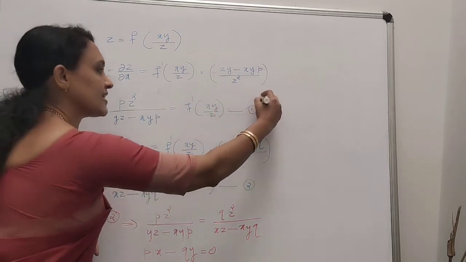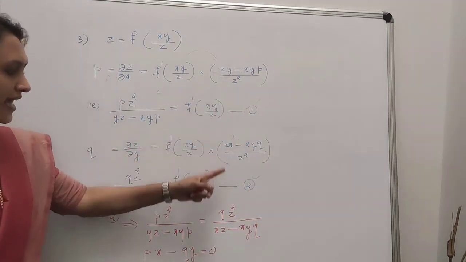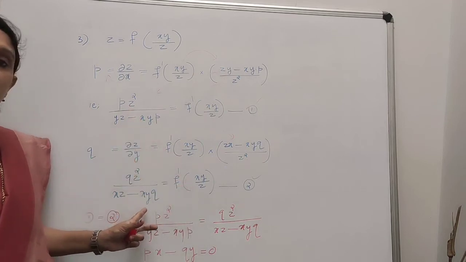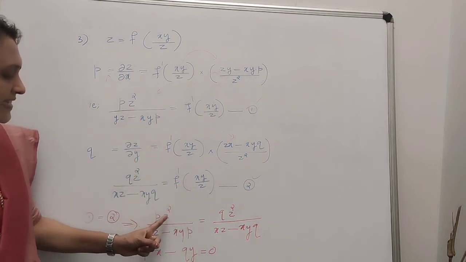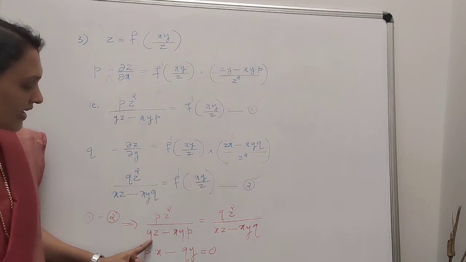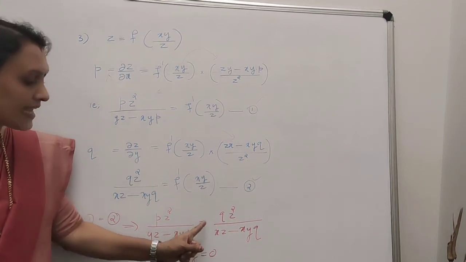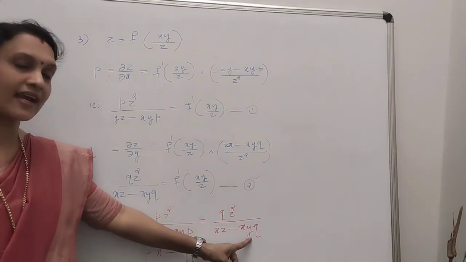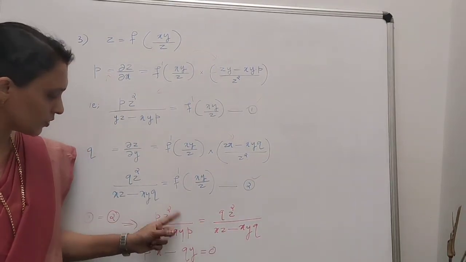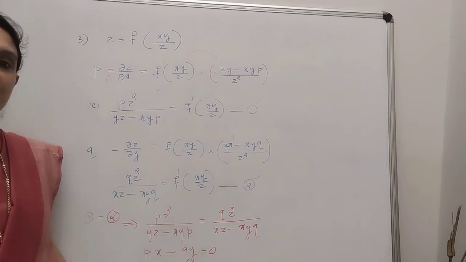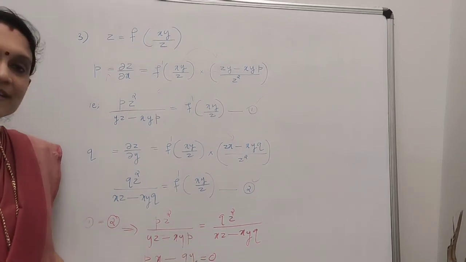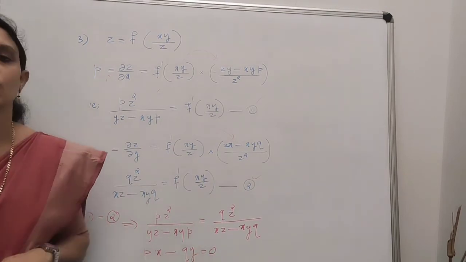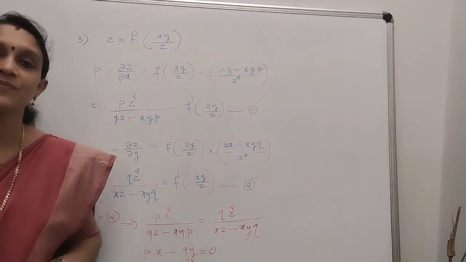Now you just see these two equations, 1 and 2, the RHS are equal, hence we can equate the corresponding LHS. So p z square divided by (yz minus xyp) equal to q z square divided by (xz minus xyq). So you cancel a few terms and do simplification, and finally we will get px minus qy equal to 0. Okay, so this is the final answer.